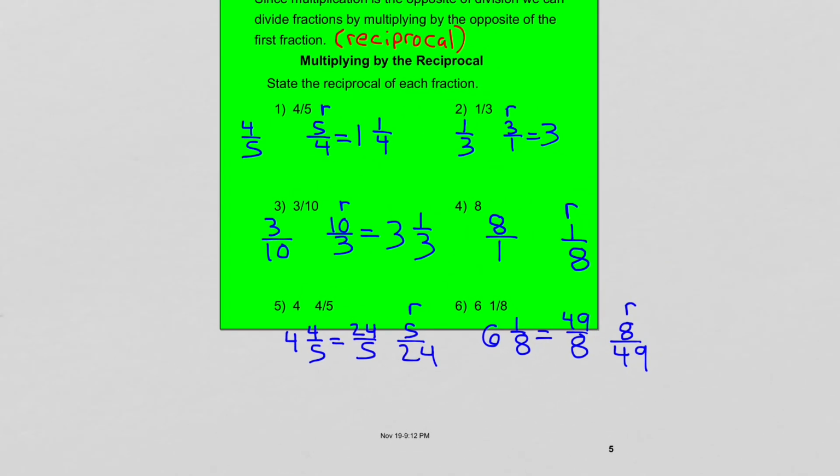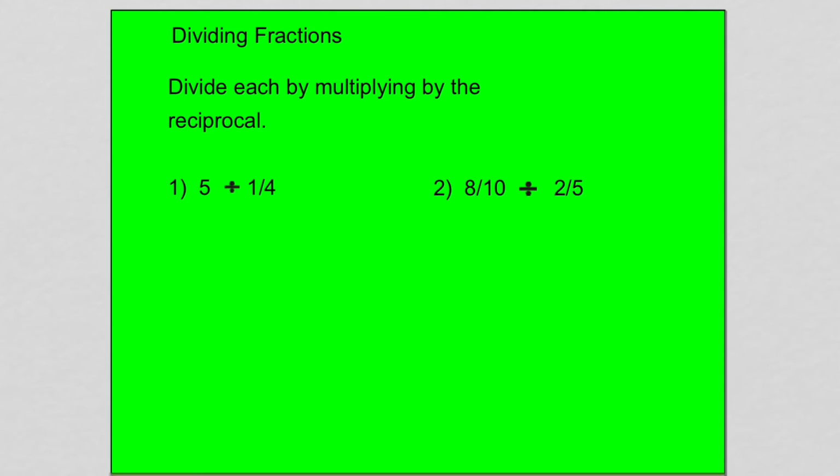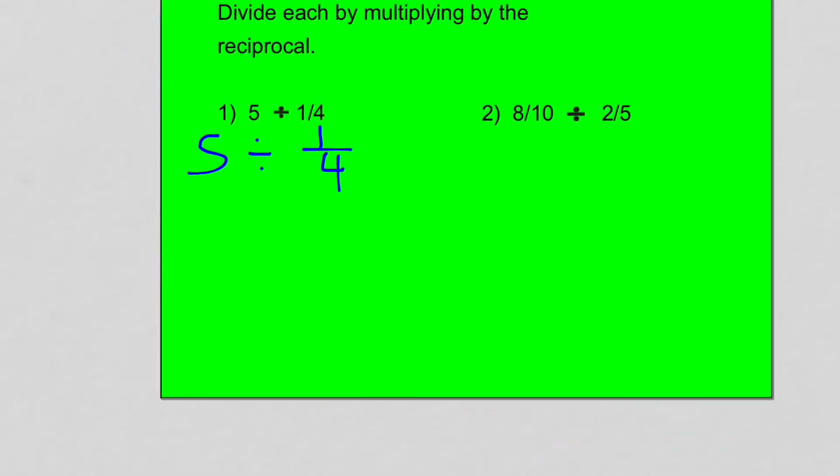Okay, so that's how you write the reciprocal of different fractions. Now let's use that idea to divide some fractions. So we're going to divide each of these by multiplying by the reciprocal. So, number 1, you have the fraction 5 divided by 1/4, which we can do by multiplying by the reciprocal, which is the same as keep, change, flip, or Kentucky fried chicken. We would keep the first fraction the same, but I would write that 5 as 5 over 1. I would change divide to multiply, and I would flip 1 over 4 to 4 over 1.